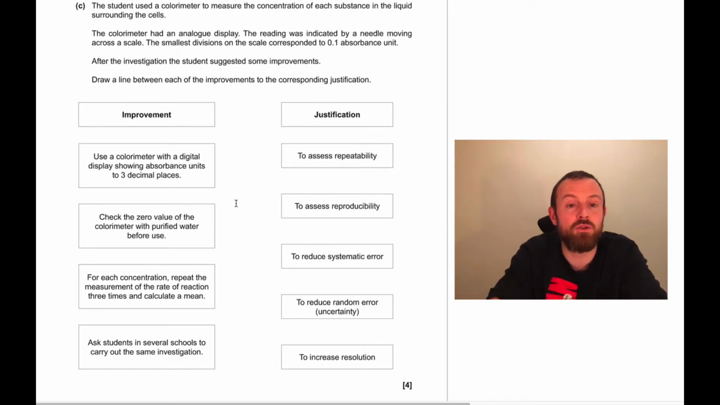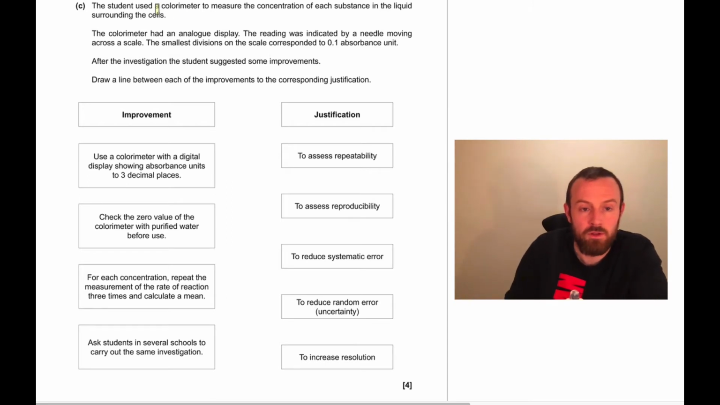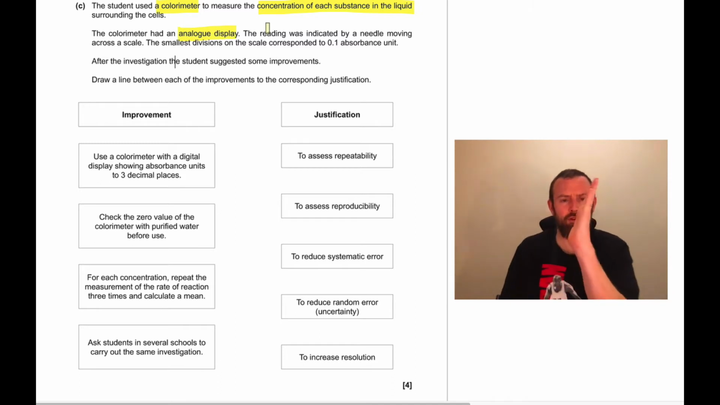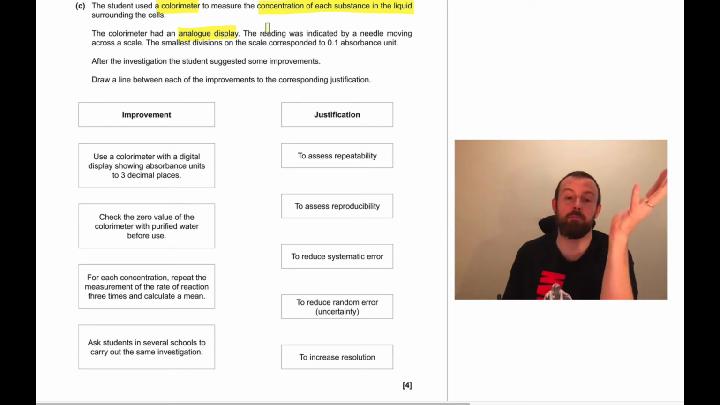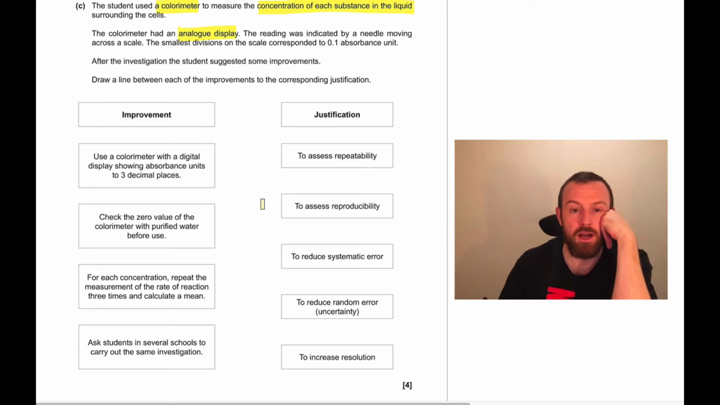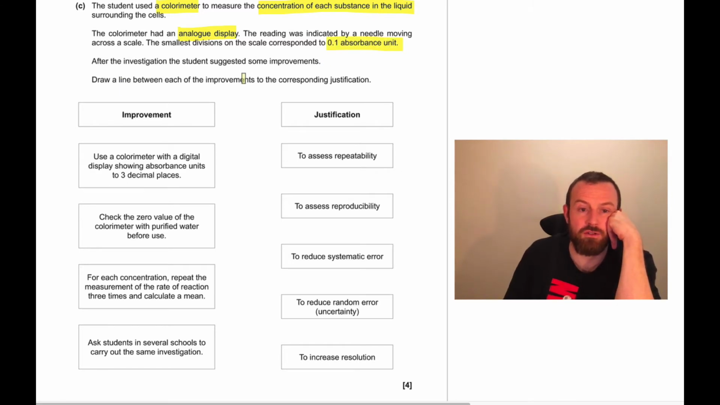It says the student used a colorimeter to measure the concentration of each substance in the liquid surrounding the cells. The colorimeter had an analog display, which is weird. I've never seen one like that. So it's got a needle that kind of goes like this to show you the number of absorbance or whatever, to the nearest 0.1 absorbance unit. After the investigation, the student suggested some improvements. This is some old colorimeter they're using. Draw a line between each of the improvements to the corresponding justification.